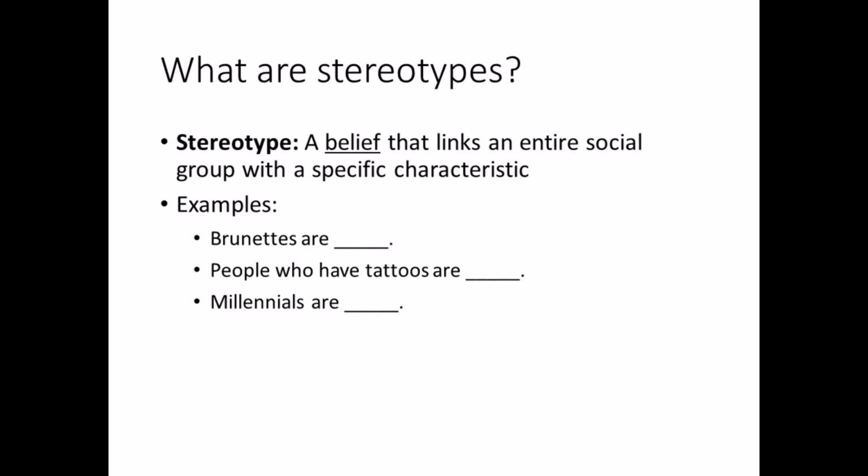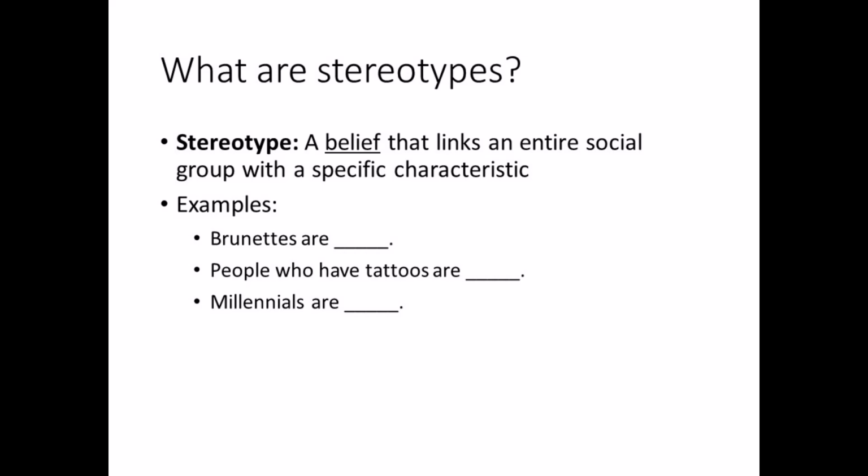Social psychologists define stereotypes as beliefs or associations that link a social group with a specific characteristic. These generalizations are applied to the whole social group and to an individual whom we perceive to be a representative of the group. Here are a few examples of stereotypes that have personally affected me. As you read each example, fill in the blank with a characteristic that you've learned to associate with the group. 1. Brunettes are, fill in the blank. 2. People who have tattoos are, fill in the blank. 3. Millennials are, fill in the blank. If I polled 100 people, I'd hear a variety of answers.